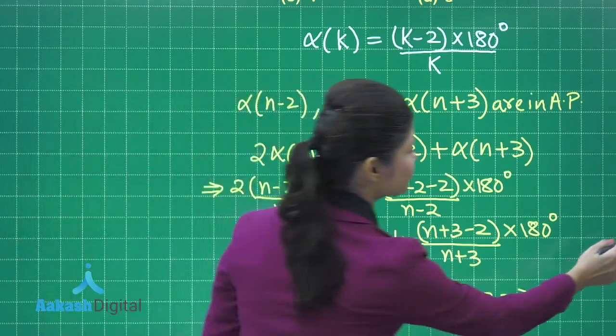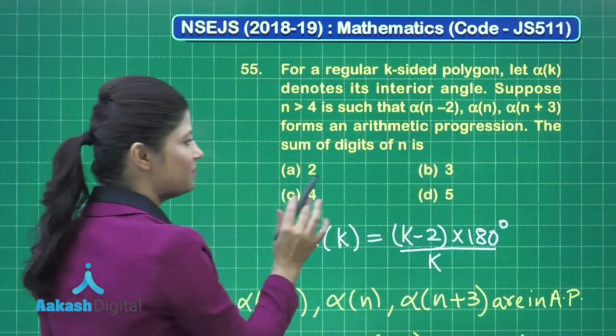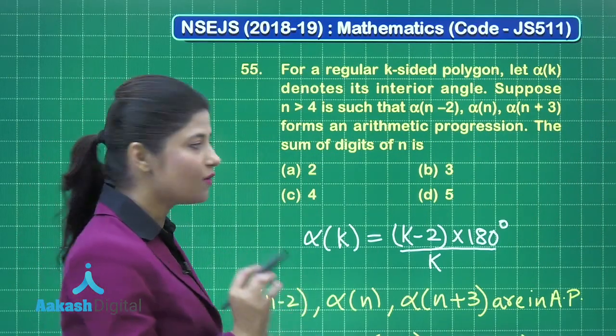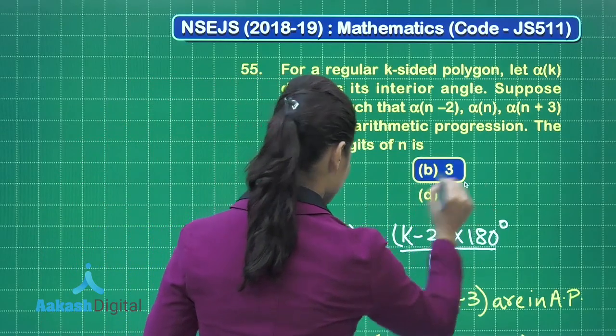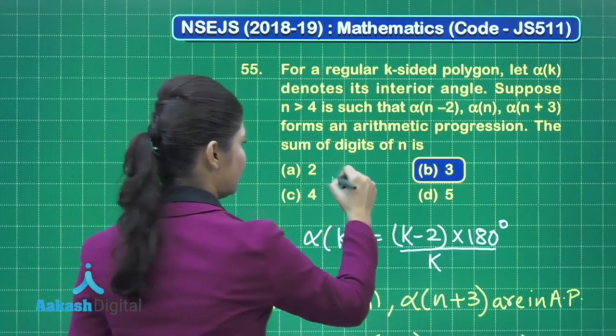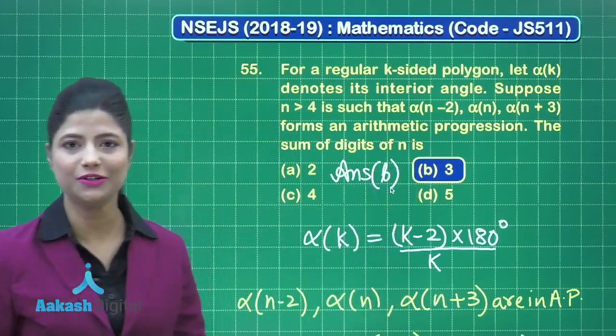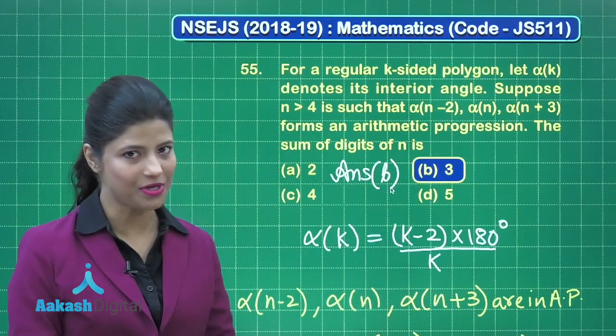So, out of the 4 options given in this question, you can clearly mark your answer that the correct answer representing the sum of digits of n is 3. That is found here in option B. I can write here answer for this question is definitely option B. I hope it is clear to you. Now let's discuss our next question.